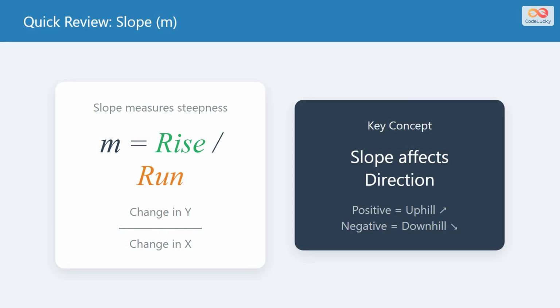Before we dive into the rule, recall that slope, represented by the letter m, measures the steepness of a line. It is calculated as the rise divided by the run. The slope also tells us the direction. A positive slope goes uphill, while a negative slope goes downhill.